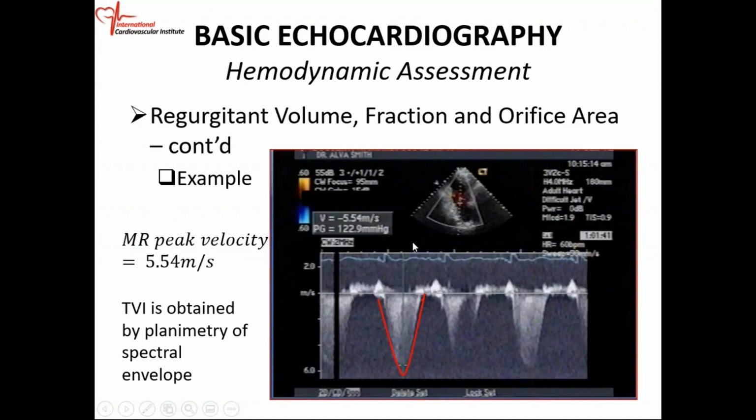So this is how it looks. Okay, so again, this is our apical three-chamber view there. Okay, cursor is right there. This is our left ventricle, mitral valve, and this is our left atrium. With mitral regurgitation, blood is flowing from the left ventricle across the mitral valve into the left atrium. It's moving away from the transducer, hence the flow is below the baseline. You're going to get a certain velocity, which is 5.54 meters per second. And when you trace the borders, you get your time velocity integral, okay?